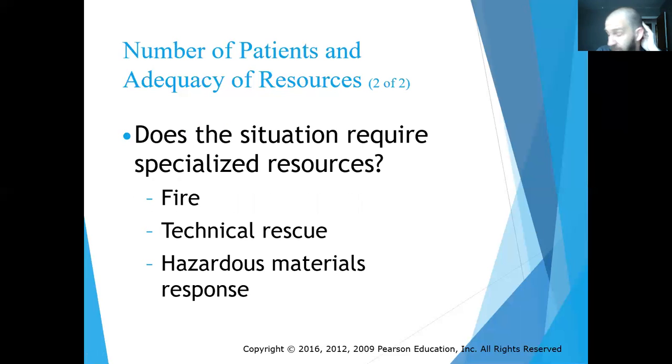And so here's some situations where we may need specialized training and equipment for help on a scene.